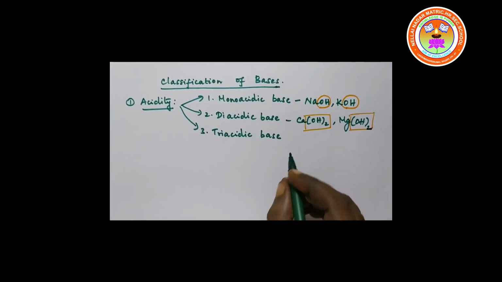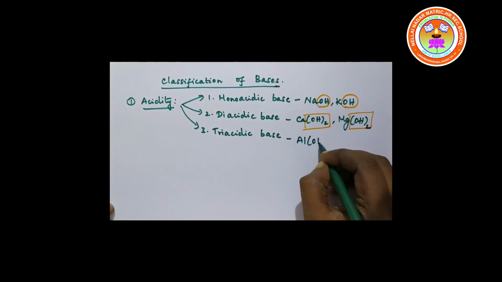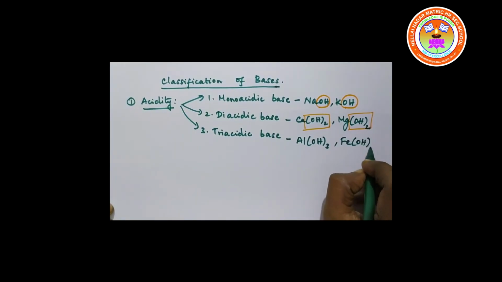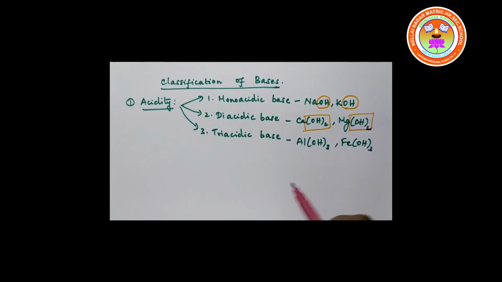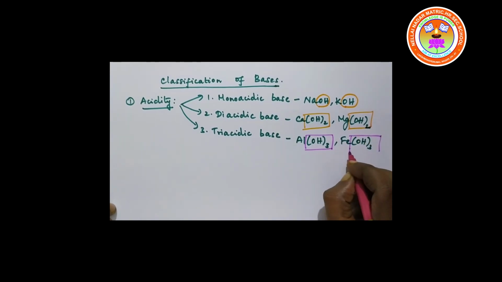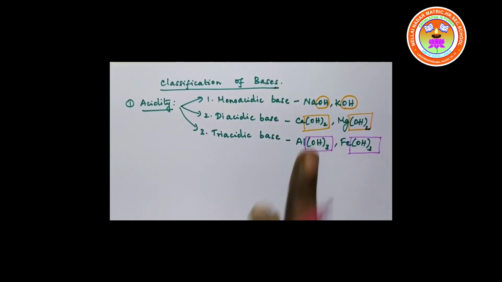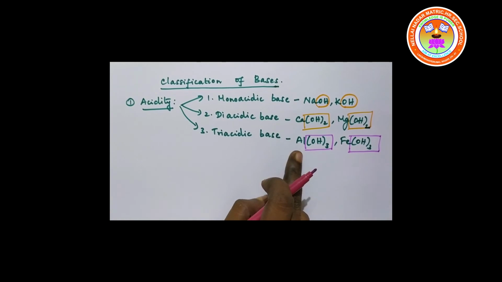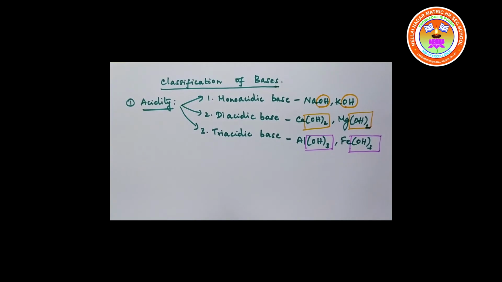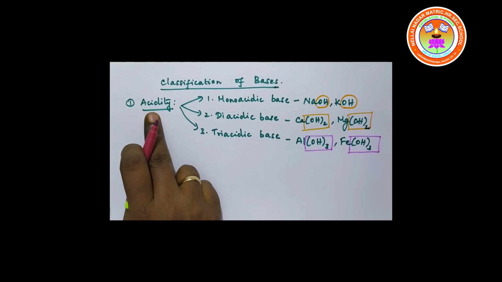In triacidic bases, examples are aluminium hydroxide and also ferric hydroxide. In these two cases, 3 replaceable hydroxyl ions are present per molecule of the base. So they are called triacidic bases. Okay, children. So this classification of bases is based on the acidity of bases.